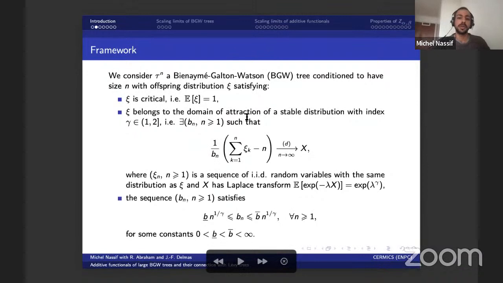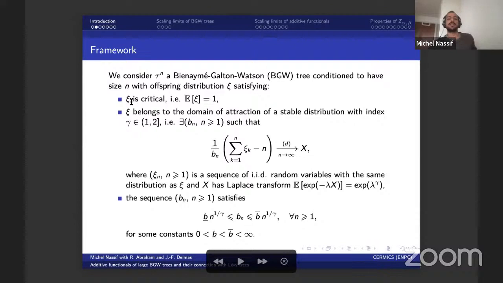So the framework we'll be looking at is that of conditioned Bienaymé-Galton-Watson trees. Here we are only looking at conditioning by the size. So we are taking a Bienaymé-Galton-Watson tree and conditioning it to have exactly size n, so the number of vertices is n, and we'll denote that by tau_n. There are some conditions on the offspring distribution in order to have a scaling limit. If it seems too technical, you can just keep in mind that you can take a critical offspring distribution with finite variance, but it works more generally.